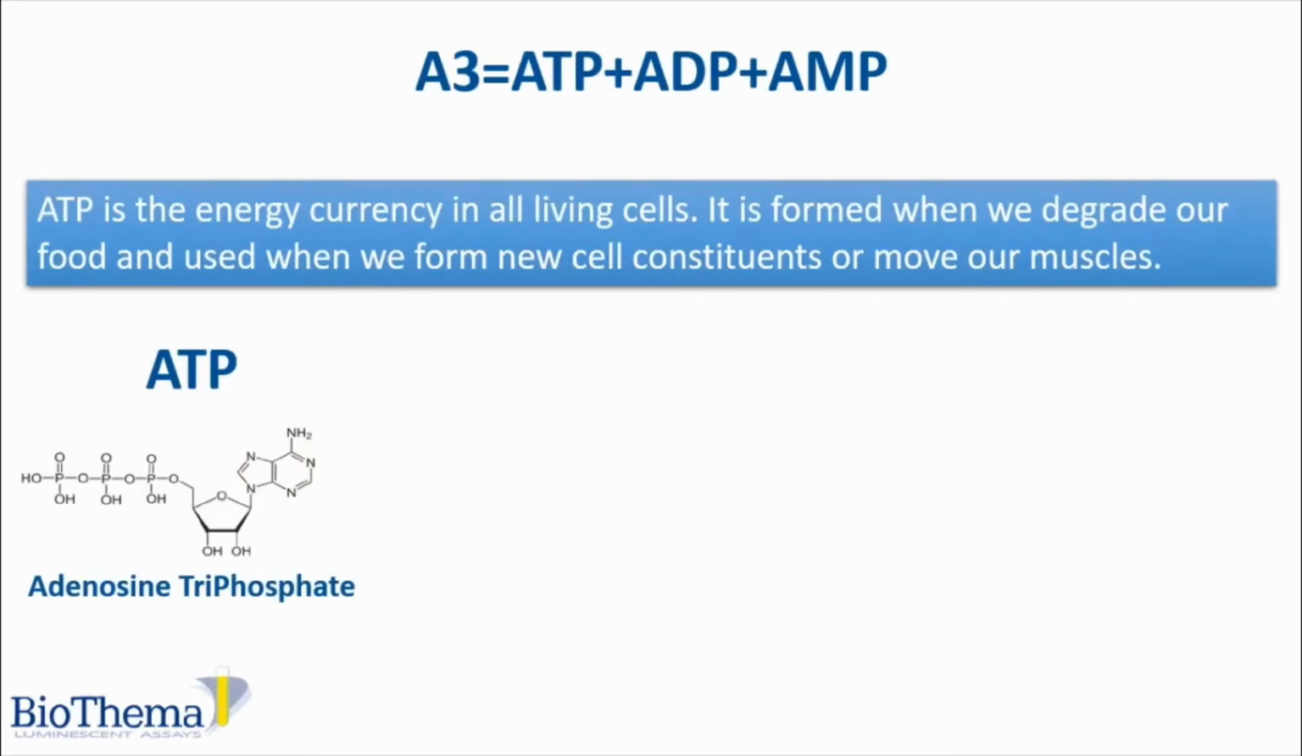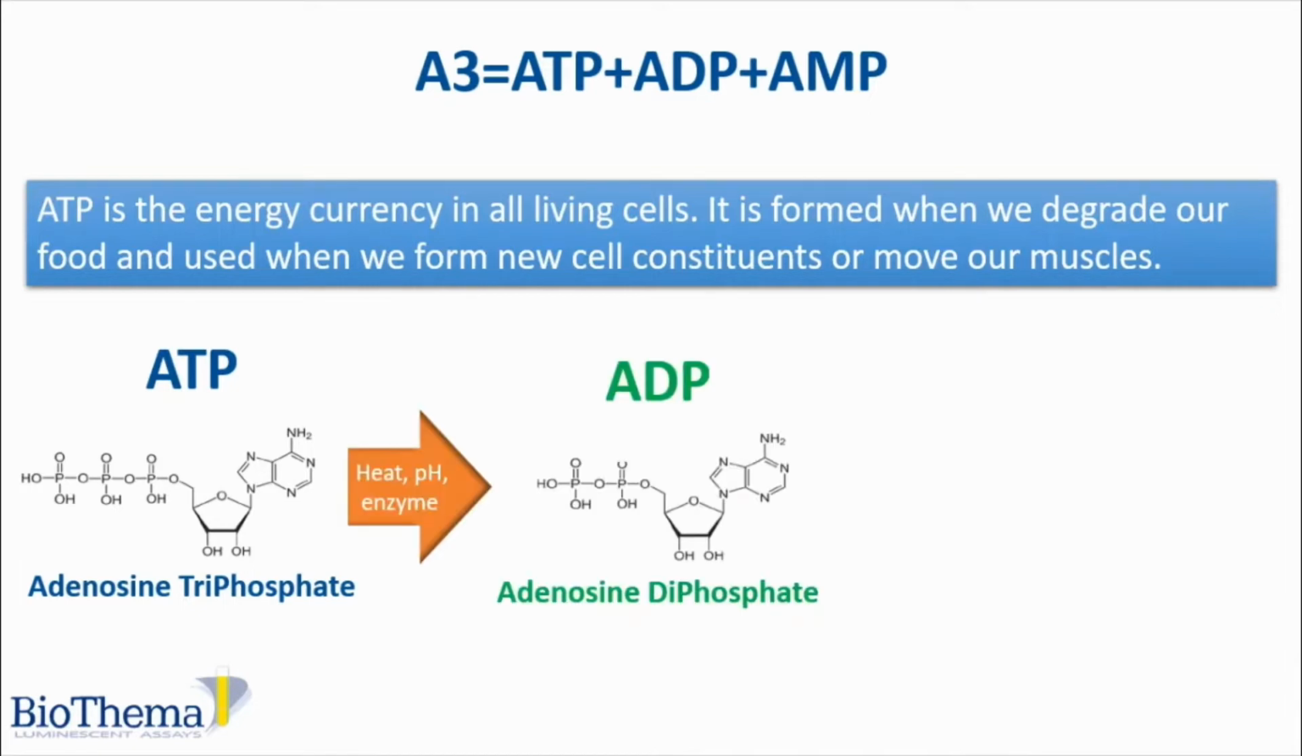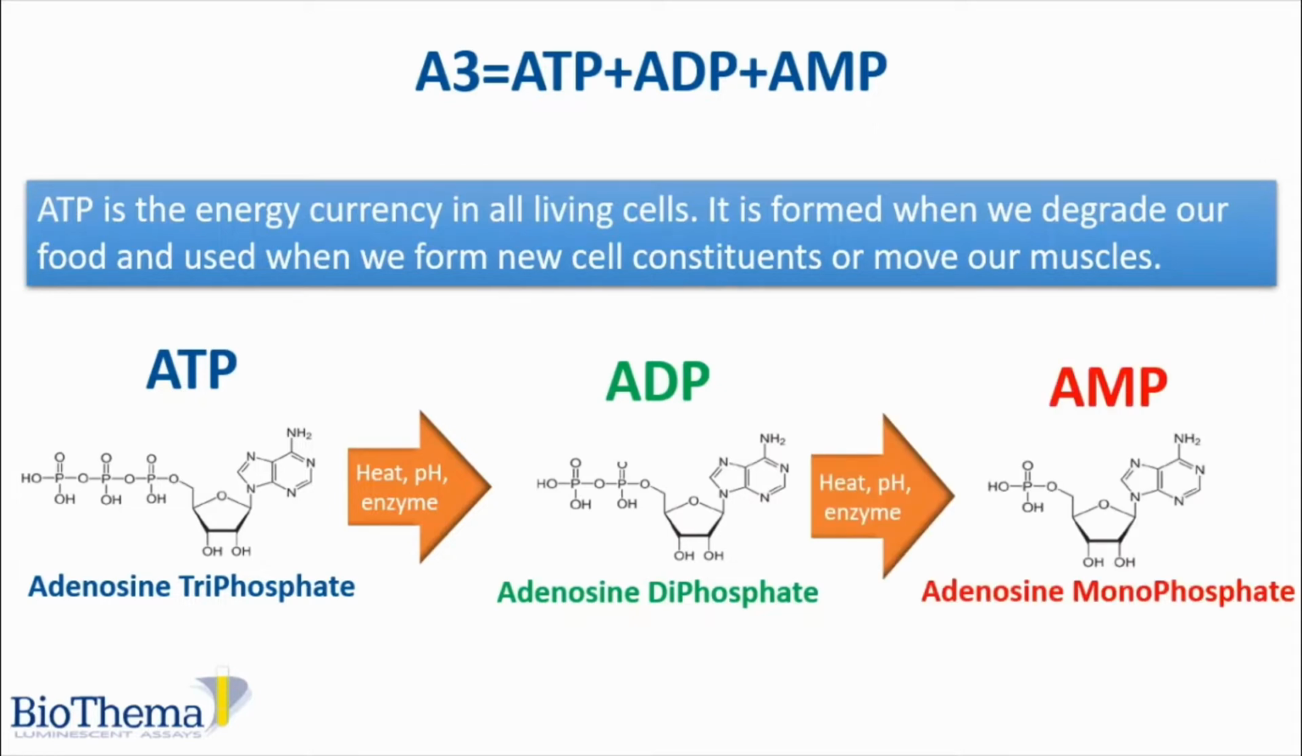ATP is the energy currency in all living cells. It forms when we degrade our food and is used when we form new cell constituents or move our muscles. ATP is stable in living cells, but is rapidly degraded when the cells die. It's degraded to ADP, and ADP is degraded to AMP.